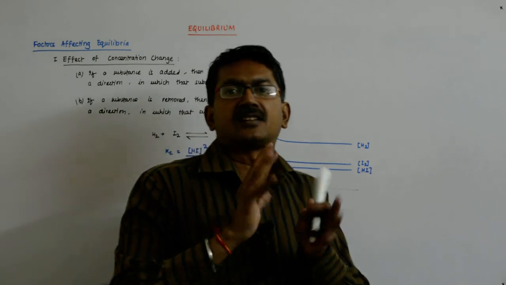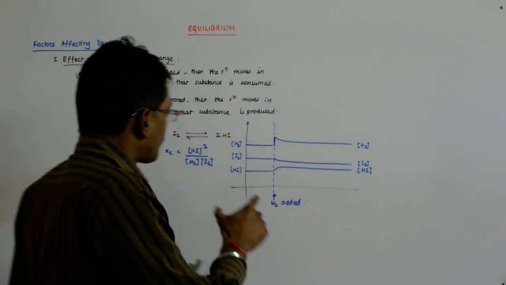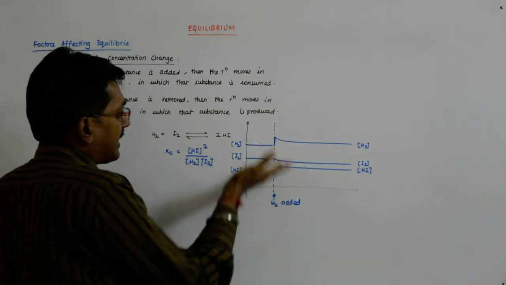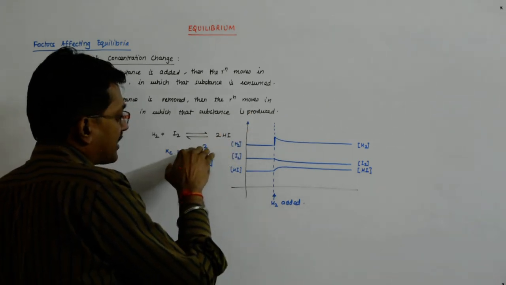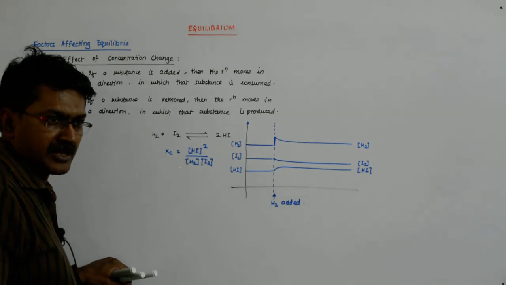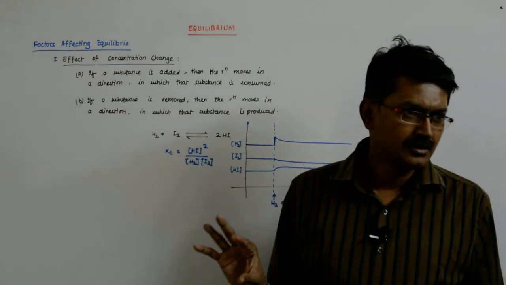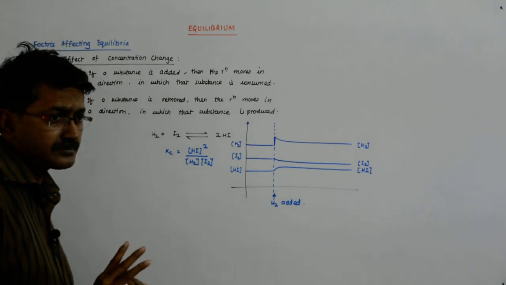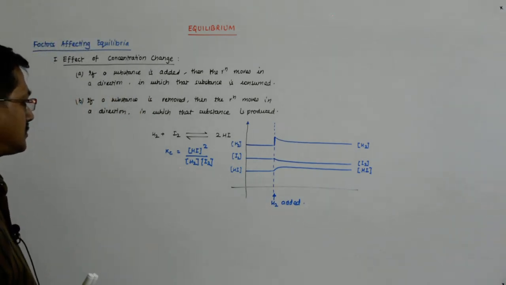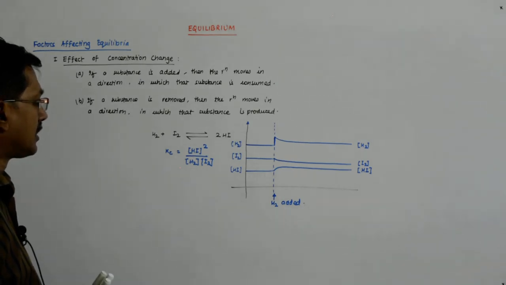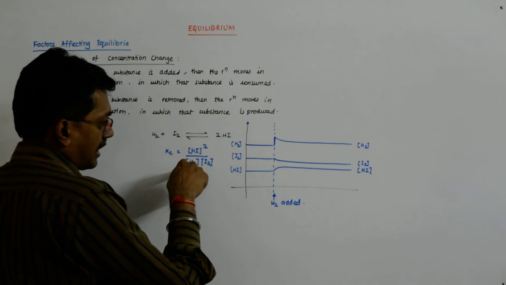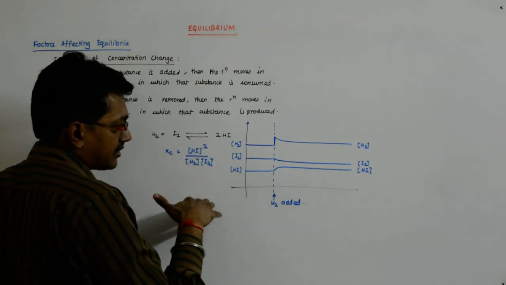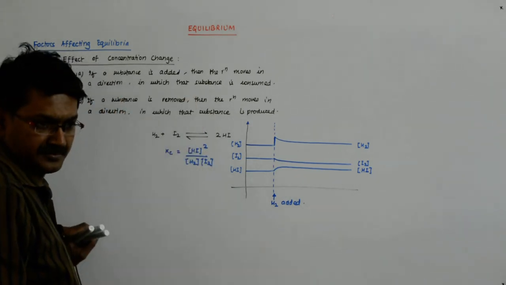But again, they change in such a manner that this remains the same. So what has happened? HI has increased and H2 has increased. So I2 will have to go down that much so that it compensates for all those increases and decreases, so that it again falls back to the same point. HI has increased, H2 has gone up to this level, and I2 has decreased. So this increase will balance out both, so that it falls to KC.